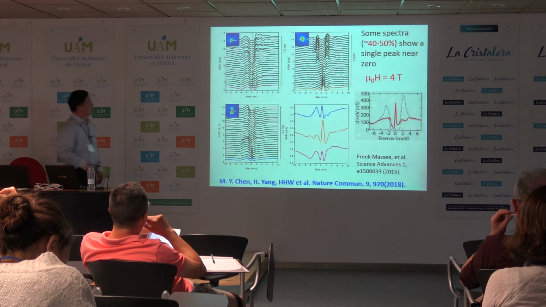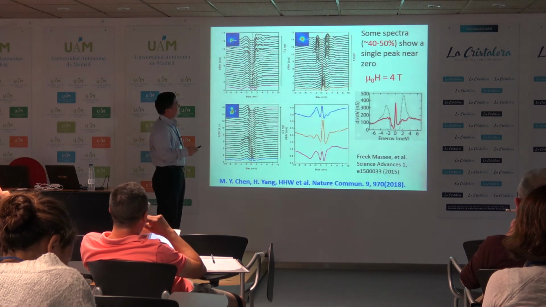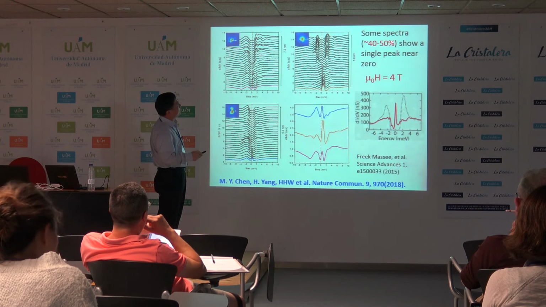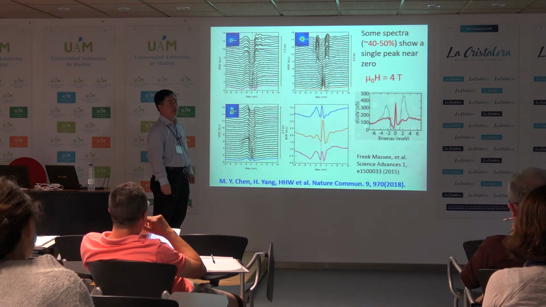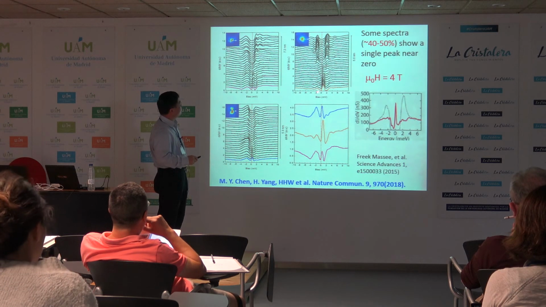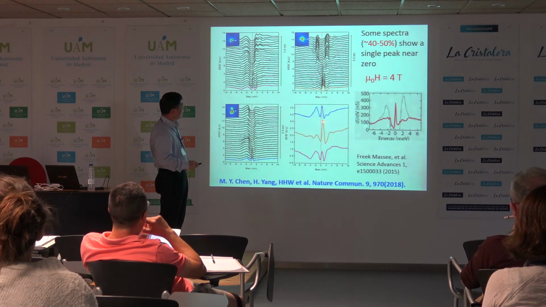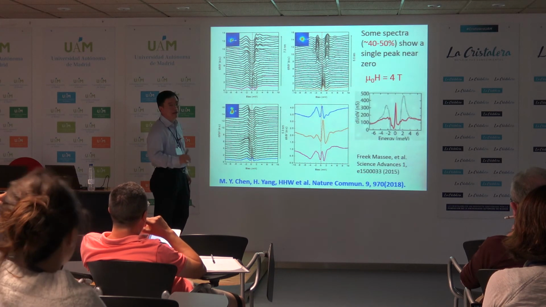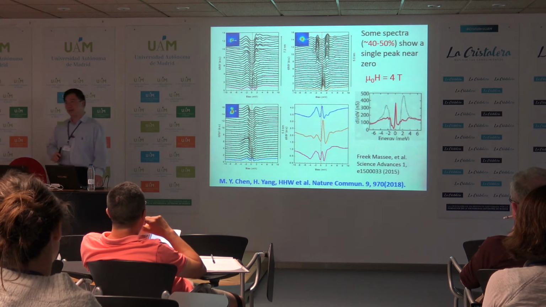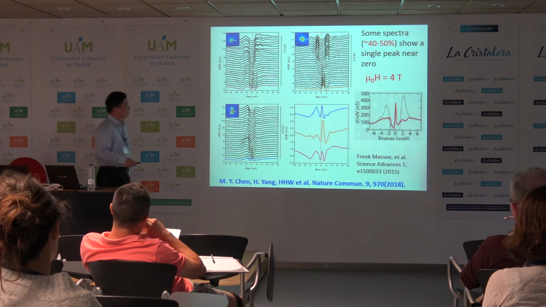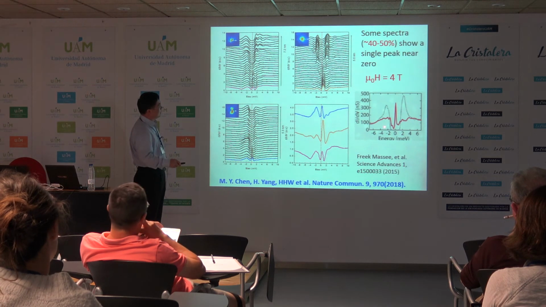However, we must say that actually 40% to 50% of vortices do not show such behavior. Quite often you see such behavior. So this is the vortex core, and you see a giant peak. This peak is not sitting at zero, because after calibration we don't see any single vortex sitting at zero. We always see such things.